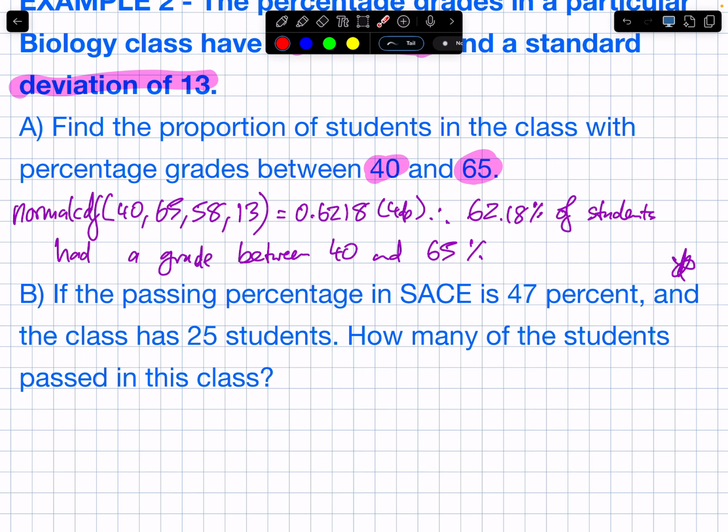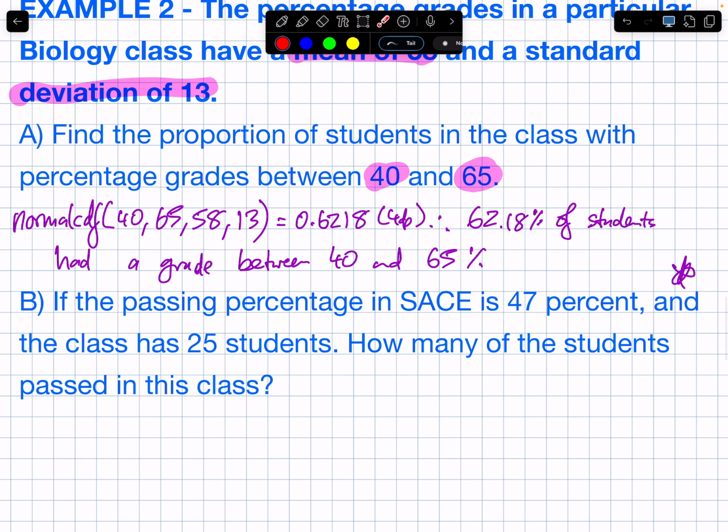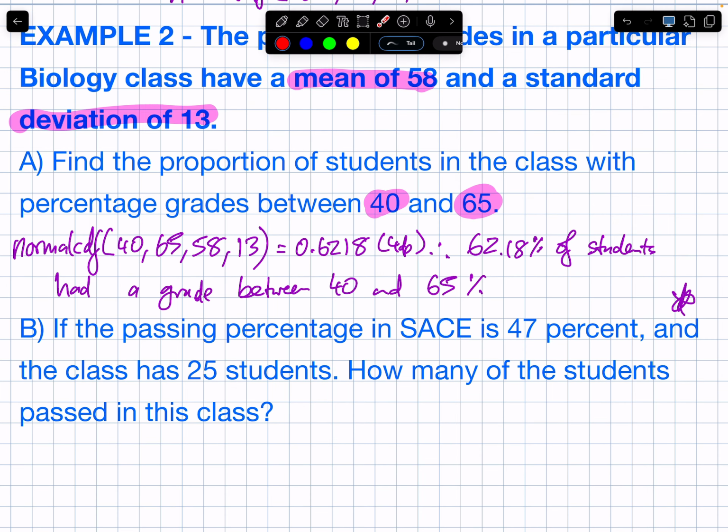What are you smoking, Mr. T? How am I supposed to find that? Well, if I found the percentage of kids that passed and then I applied that percentage to 25, is that going to tell me how many kids passed? If it tells me 50% of the kids are going to pass, then I can find 50% of 25. That'll tell me how many kids. But you need to do 2 steps. You need to do normal CDF first.